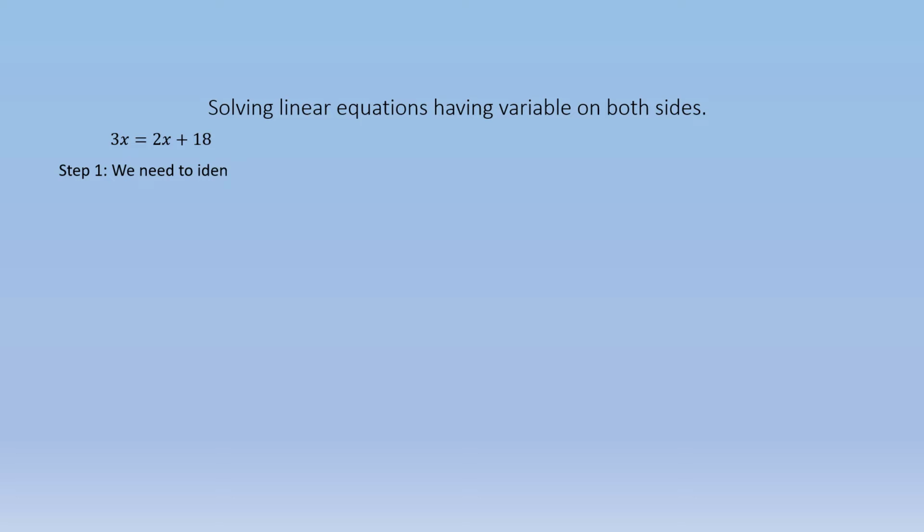Hello students, today we'll learn how to solve linear equations having variables on both sides. For example, 3x equals 2x plus 18. Step 1: we need to identify the variables on both sides. In our case we have 3x and 2x. 3x is on the left hand side, 2x is on the right hand side.